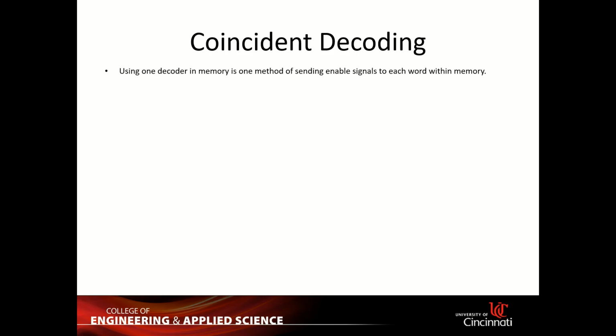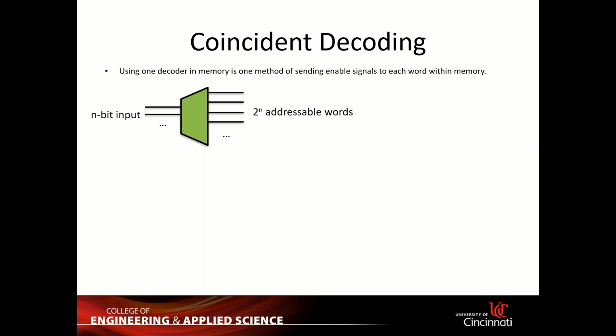If you use only one decoder in the memory, it can be a method of sending an enable signal to each word within the memory. For example, if you have a decoder like this, you can put in an n-bit input, and you can have 2 to the n addressable words.